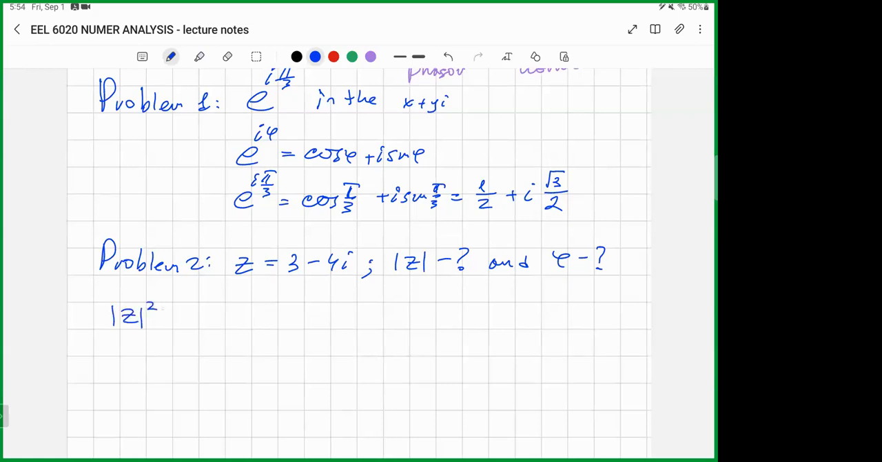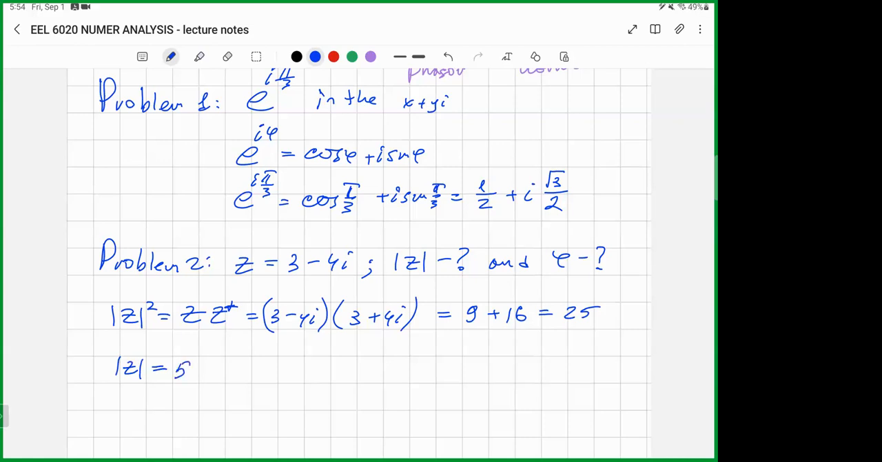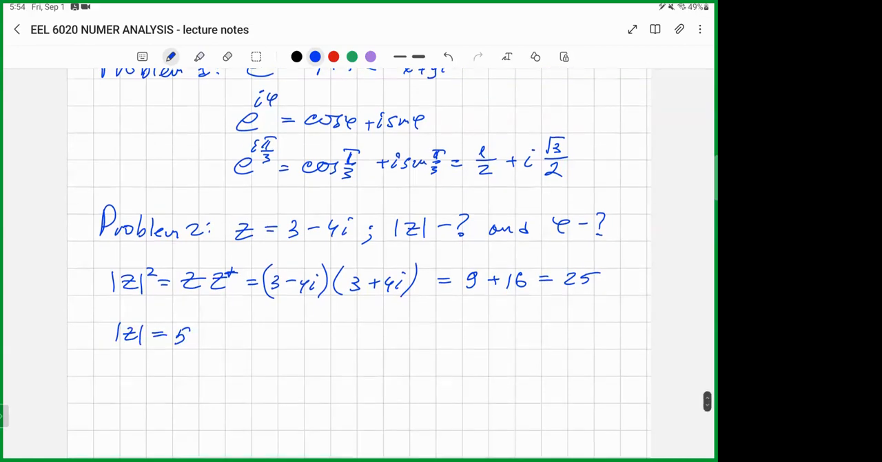We know that the absolute value squared is given by z times z complex conjugated. It's equal to 3 minus 4i times 3 plus 4i, right? And it's equal to 9 plus 16, which is 25. So the absolute value of z is equal to 5, the square root of 25.